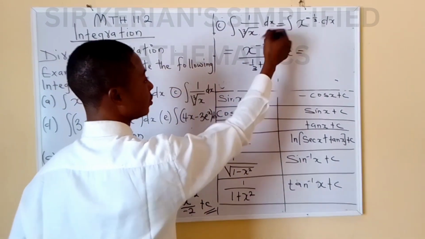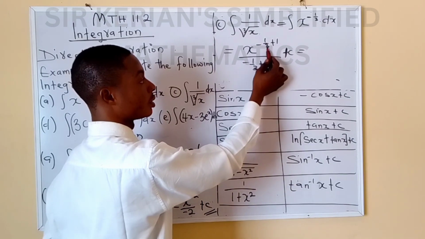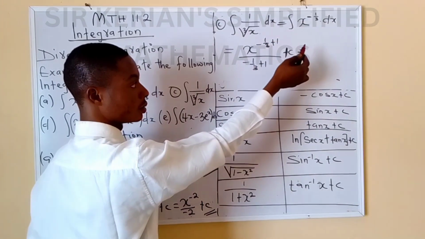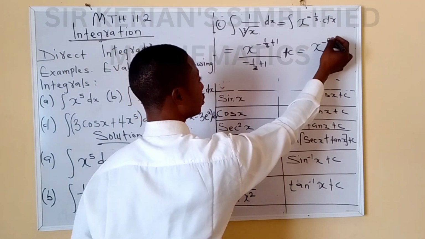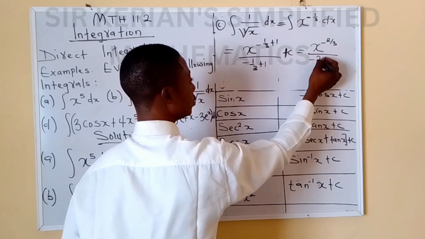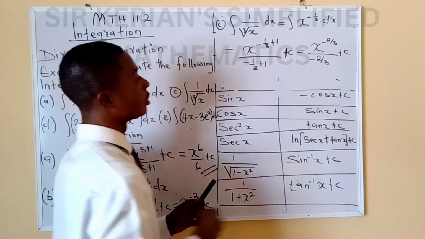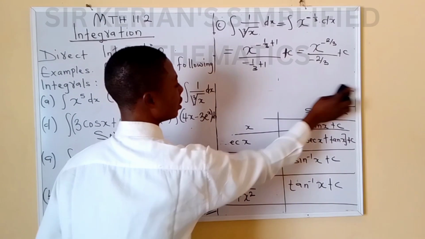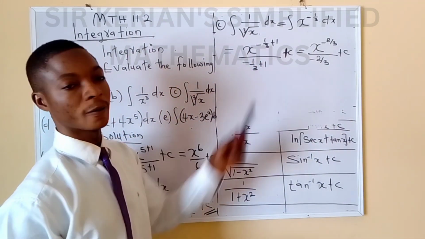So this is a fraction. It's a simple way. The denominator is 3. 3 times 1 is 3. Minus 1 plus that 3 is minus 2. So I have to have x raised to the power of minus 2 over 3 divided by the same thing as minus 2 over 3 plus the constant c. The real integration has taken place here. The other work we are doing now is indices. The real integration is done here.